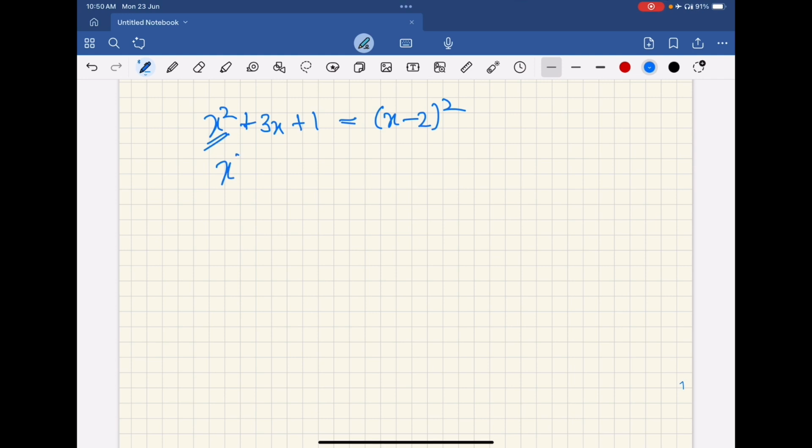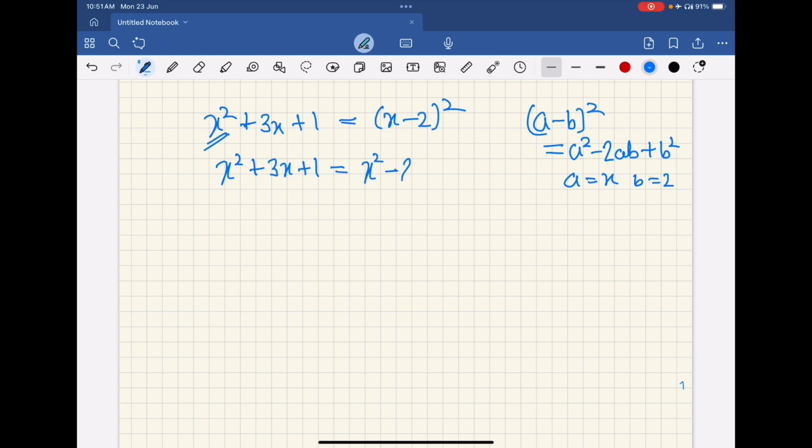So now this is x square plus 3x plus 1, and here which formula do I have? (a minus b) whole square, which is equal to a square minus 2ab plus b square. In this equation a is x, b is 2. So accordingly, a square means x square, minus 2ab, so minus 2 into 2 into x, so I can just write 4x, and plus b square, which is 2 square, which is 4. So we get x square minus 4x plus 4, and the left hand side is okay.